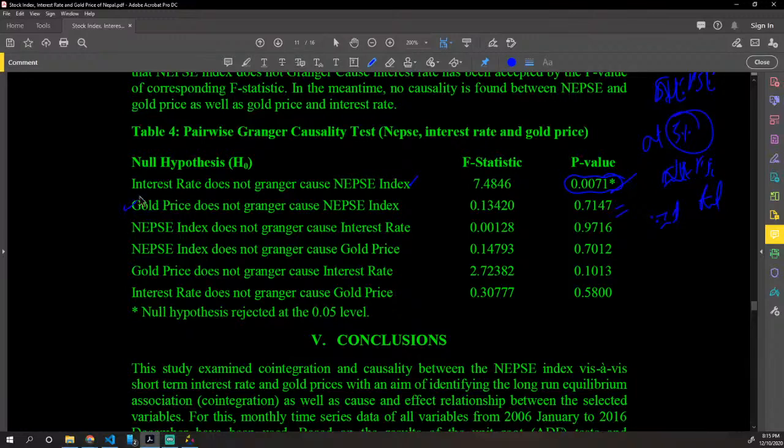Gold prices, that's correct. Interest rate does not Granger cause gold prices, that is correct. So the null hypothesis is only rejected over here. What was the hypothesis? Interest rate does not Granger cause the NEPSE index, right? So Nepali interest rate does Granger cause the NEPSE index, right? So that has been proved.